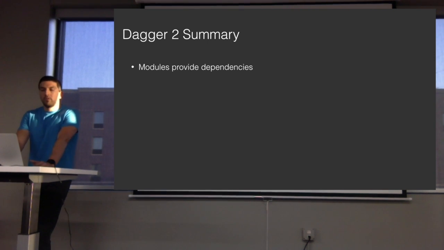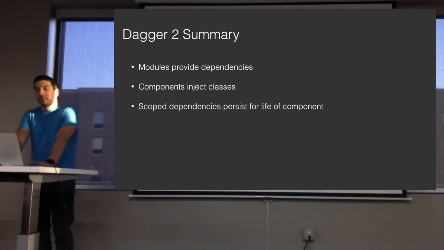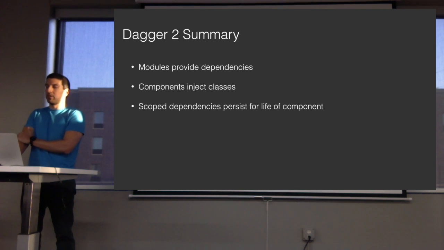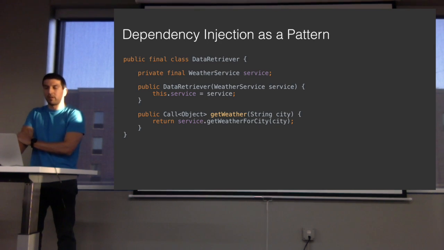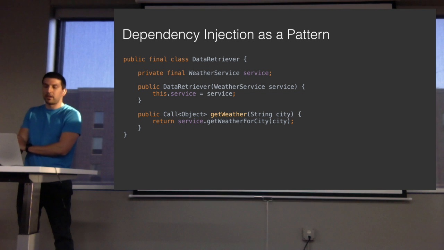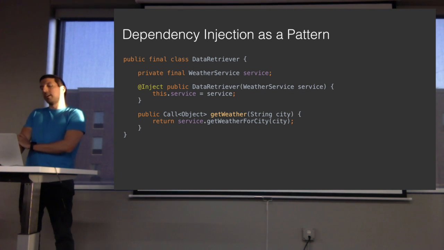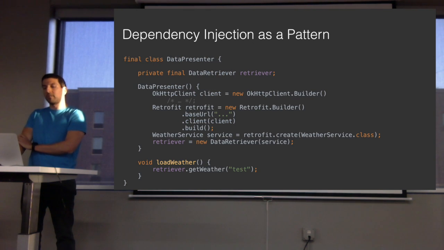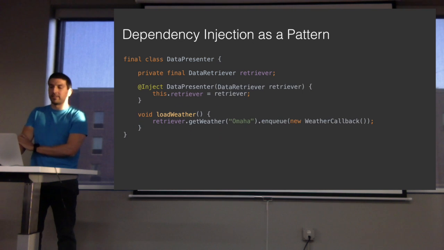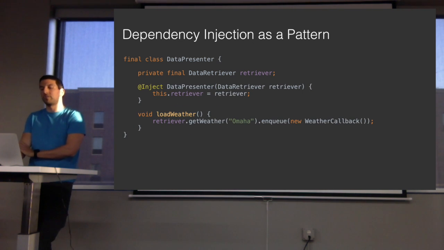So, Dagger 2 summary: modules provide the dependencies, the components inject the classes, and scope dependencies persist for the life of the component. If we go back to our efficient data retriever that we had at the beginning, all we'd have to do on this is add the inject annotation. And if we go to the presenter, and this is where the good stuff happens, all we'd have to do here is add an inject annotation, pass the data retriever in as a dependency, and Dagger would just put all of it together for us.